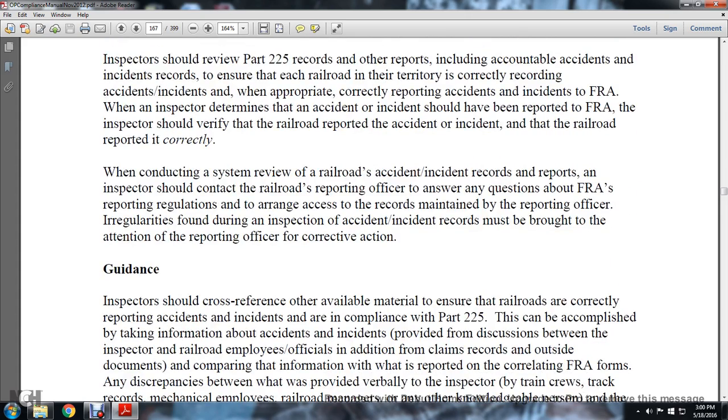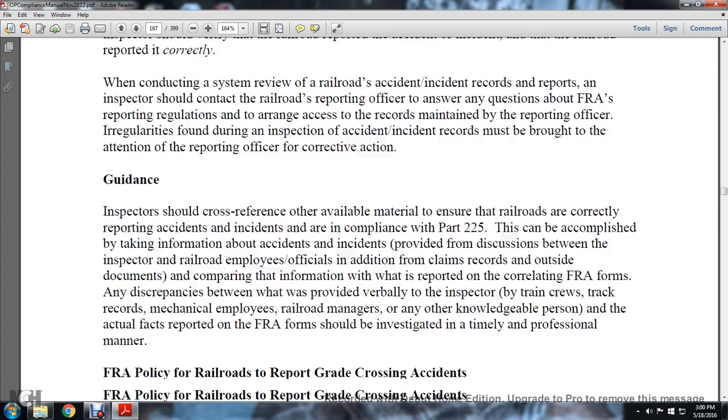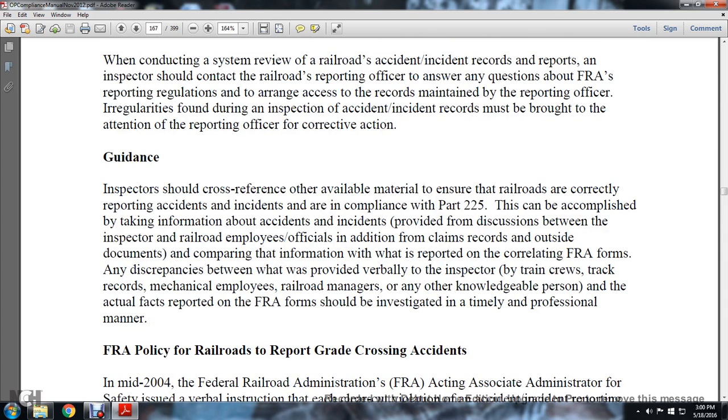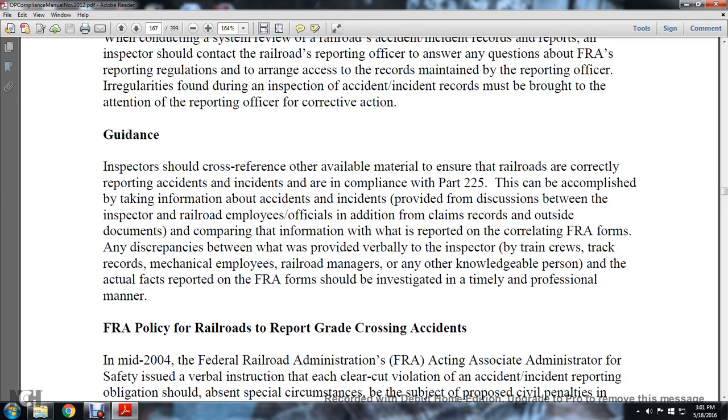When conducting a system review of the railroad accident incident reports, an inspector should contact the railroad's reporting officer to answer questions about the FRA regulations and to arrange access to the records maintained by the reporting officer. Irregularities found during an inspection of accident incident records must be brought to the attention of the reporting officer. Corrective action guidance: inspectors should cross-reference other available materials to ensure the railroad correctly reports accidents in compliance with Part 225.